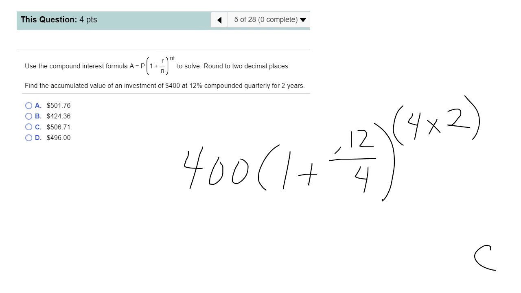Here is another compound interest formula problem. This time the principal is 400 and our compounded rate is 12%. Remember to move the decimal point 2 places to the left to get 0.12. Then it's compounded quarterly. Well, that means 4 times a year, and the years would be 2. When you enter these values, the correct answer is C.